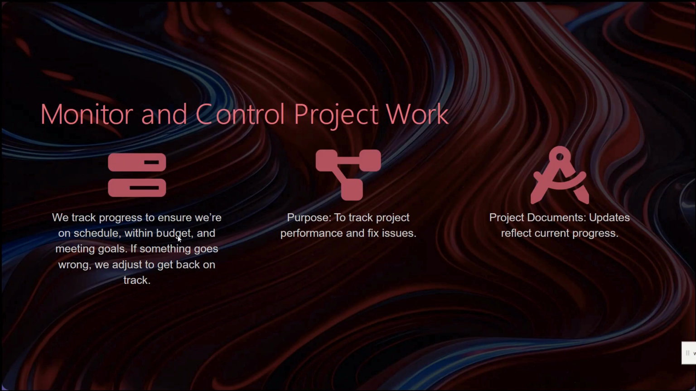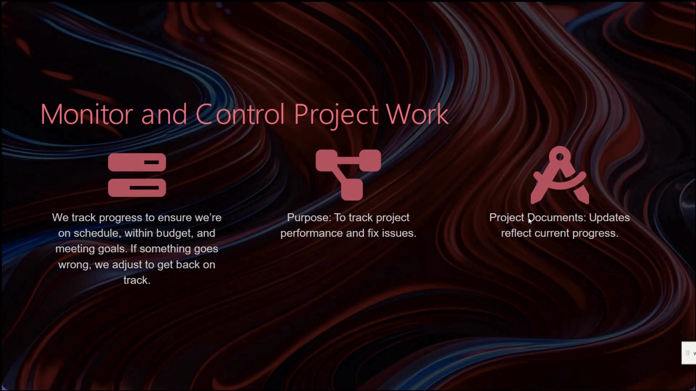If anything is off, we act fast to fix it. Okay, so you can see here if something goes wrong, we adjust to get back on track. The purpose of monitor and control project work, you can see, is to track project performance and fix issues. So we want to track how well the project is performing and identify any issues that need fixing. Okay, so next we have the project documents updates that reflect current progress.